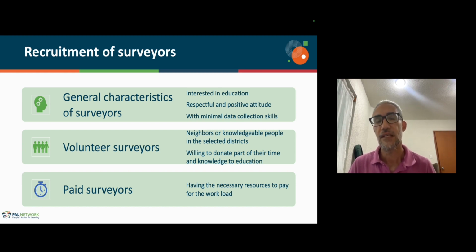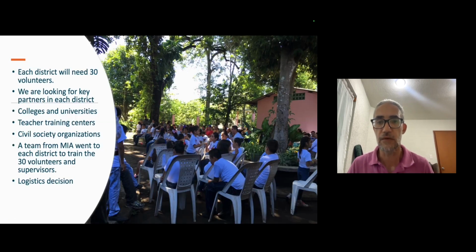If you remember, in the Mexican case, we try to involve society to understand the intensity of the learning crisis. Because of that, we chose to work with volunteer surveyors. But if you have resources and budget, and for example, lack of time, maybe paid surveyors could be a good idea. In the Mexican case, each district needs 30 volunteers. We are looking for key partners in each district. For example, in Veracruz, we have 20 districts. We're looking for key partners in each of the 20 districts.